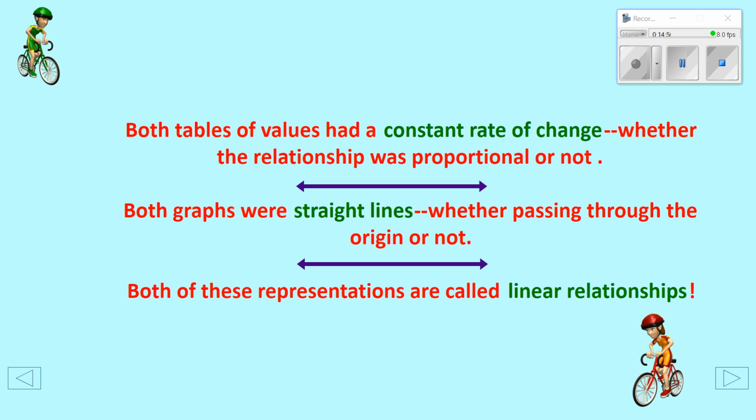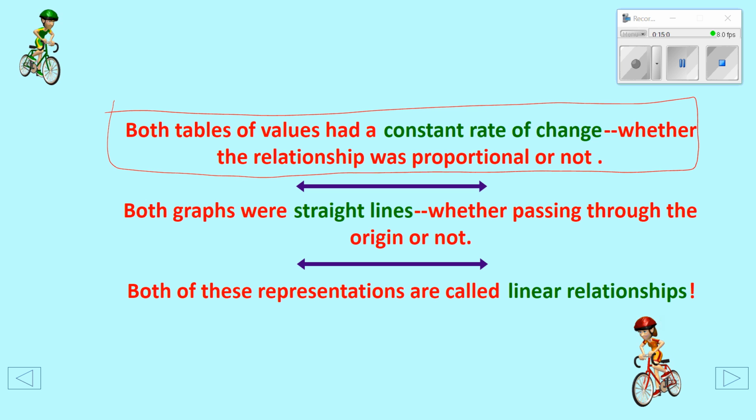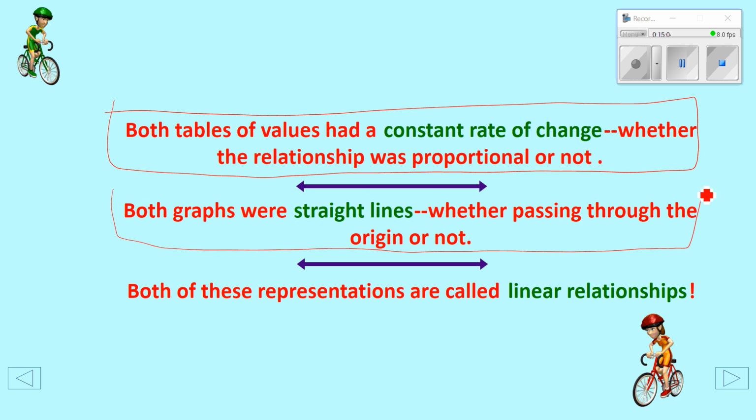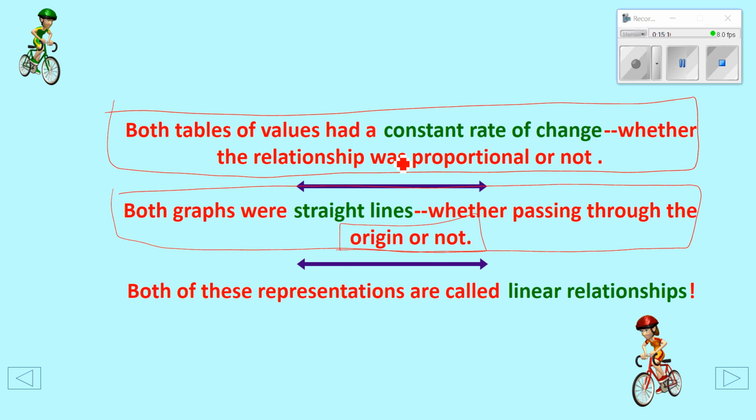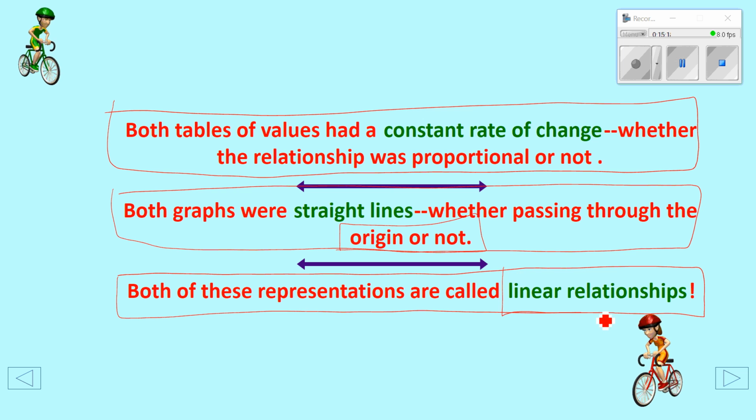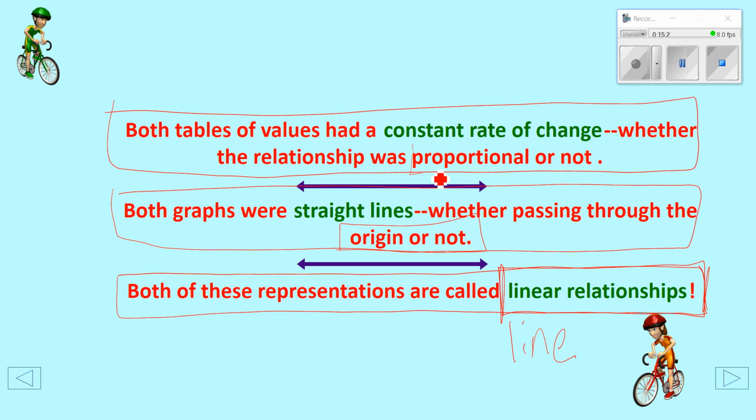Okay, so based on this activity, now you can make these statements. Both of these tables had a constant rate of change. Both of the graphs had a straight line, but they didn't pass through the origin. One of them was not proportional. Both of these representations are called linear relationships. This is a new word, linear. Linear just means line, right? So even though they were not both proportional, they can both still be linear.